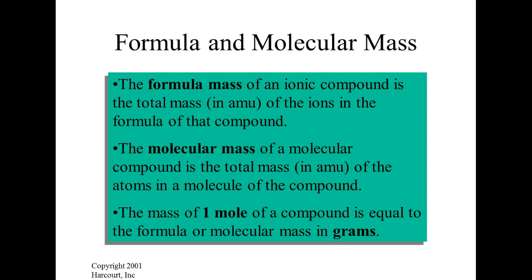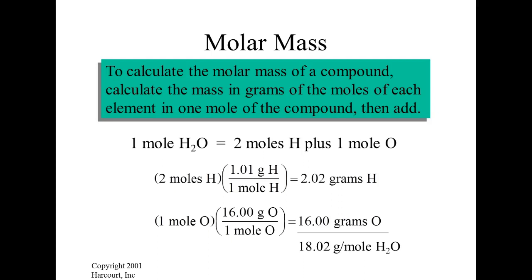If we're talking about ionic compounds, we have a formula mass. It's the mass of one of those formulas. If we have a covalent compound, we just call it molecular mass. So don't let those throw you. We're just looking for the mass of the compound. And we can change moles to grams and grams to moles.